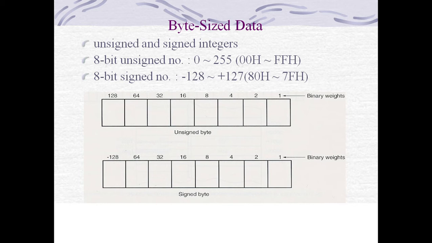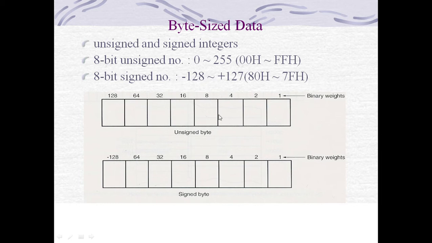Similarly, an 8-bit signed number can be stored in 8-bit data or byte-sized data, and the range of an 8-bit signed number is -128 to +127, and in hexadecimal it is 80H to 7FH. So for example, if I want to store +127, I can store it as an 8-bit signed number, but if I want to store +128, I cannot store it as an 8-bit signed number, because it is outside the range of 8-bit signed numbers, which is given here.